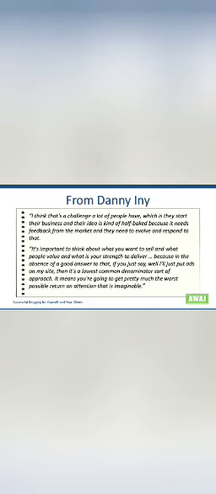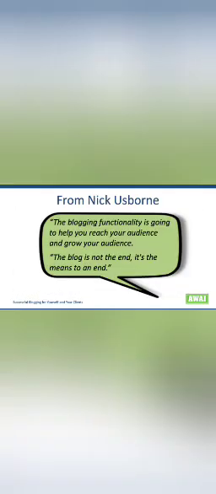So two things here. First, understand that yes, clarity is important, but your clarity is going to evolve over time as you get feedback from your market. That's a natural part of the process. And second, everything that you put into earning attention, don't underestimate the value of that. Nick Usborne sums up the importance of clarity like this. The blogging functionality is going to help you reach your audience and grow your audience. The blog is not the end, it's the means to an end. So one of the things that it's important to understand, to have some clarity about as you begin, is who is the audience that you are trying to reach.